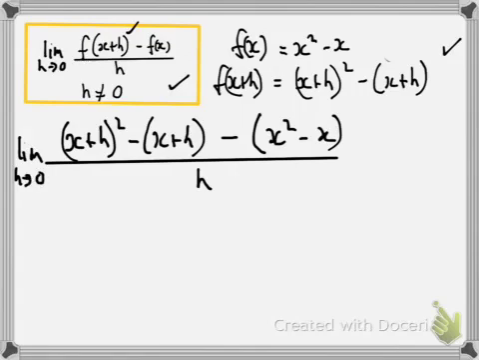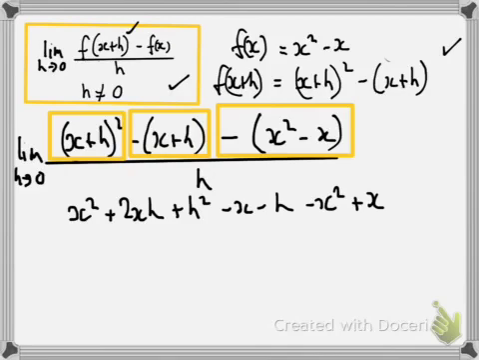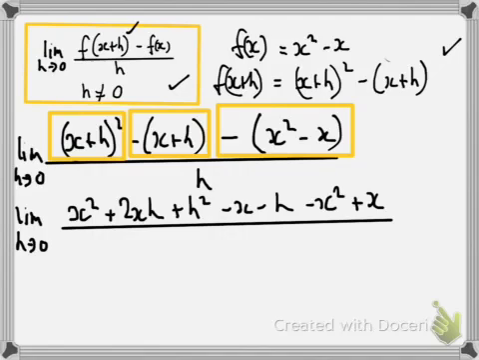Let's expand the top. (x plus h) squared is x squared plus 2xh plus h squared. Let's put a border around the things that we've covered. So we've done that. Next bit is minus (x plus h), so we're going to minus both of those: minus x minus h. We've now dealt with that. Next one is minus (x squared minus x), so minus x squared plus x. We've now dealt with that. We've still got limit as h approaches 0, and all of that hugeness is going to be over h.